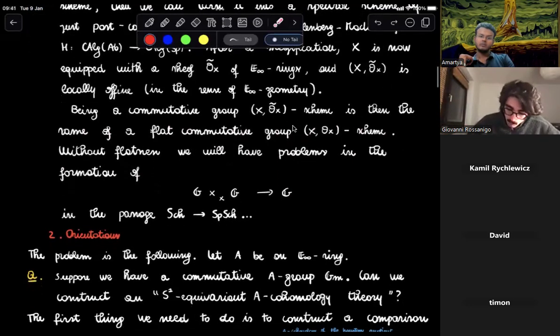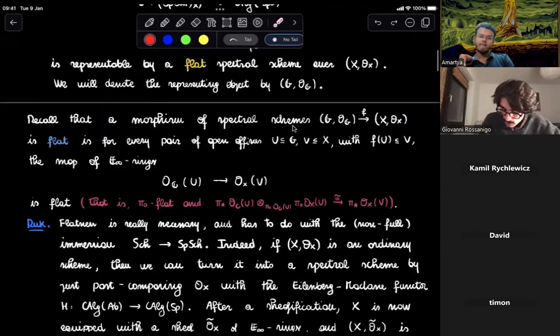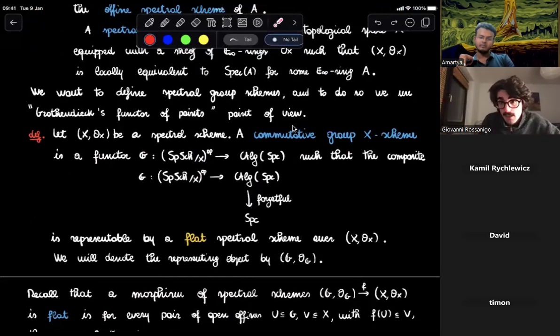So to sum up, we have this definition of commutative group scheme, and the requirement of flatness is just something technical that we can avoid mentioning, but remember that it's there.